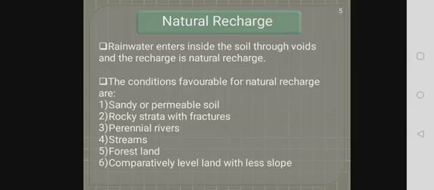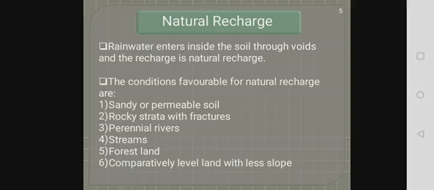First, natural recharge. Rainwater enters inside the soil through voids, and this recharge is called natural recharge. What are the conditions favorable for natural recharge? There are 6 conditions. First is sandy or permeable soil. Second, rocky strata with fractures. Third, perennial rivers. Fourth, streams. Fifth, forest land. And sixth, comparatively level land with less slope. These 6 conditions are needed for natural recharge. We see them one by one.